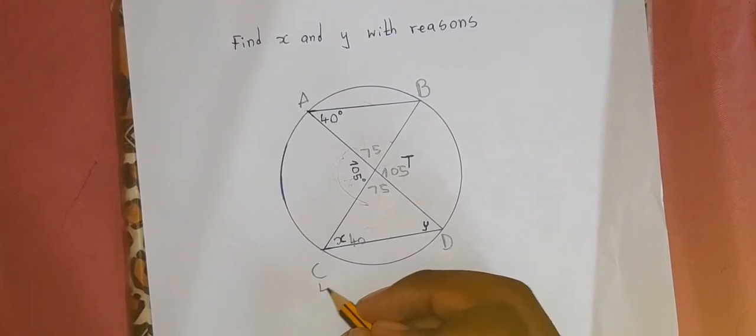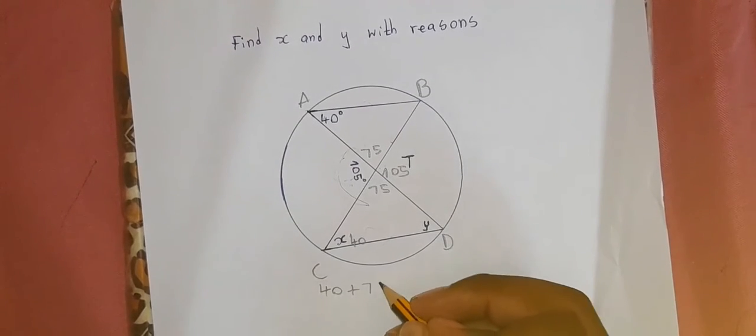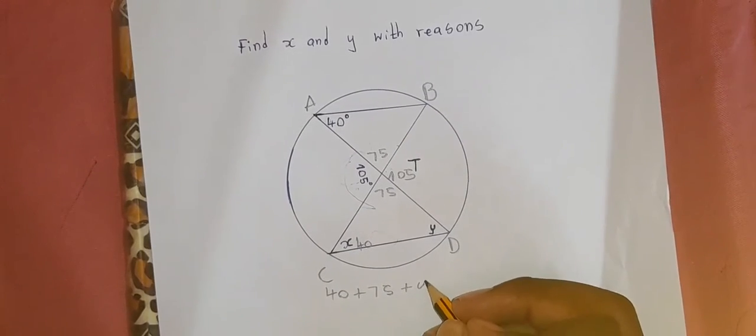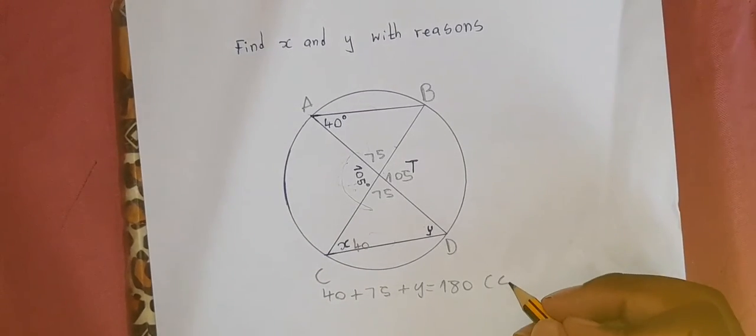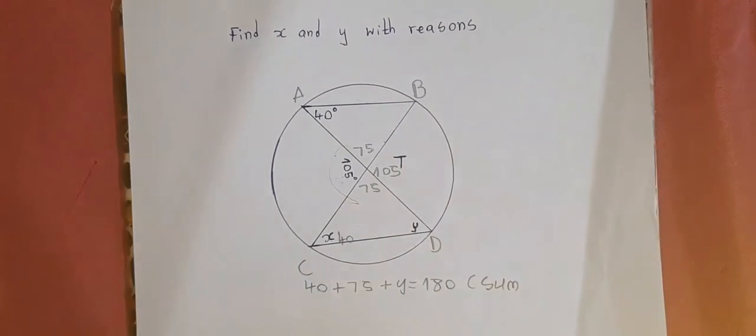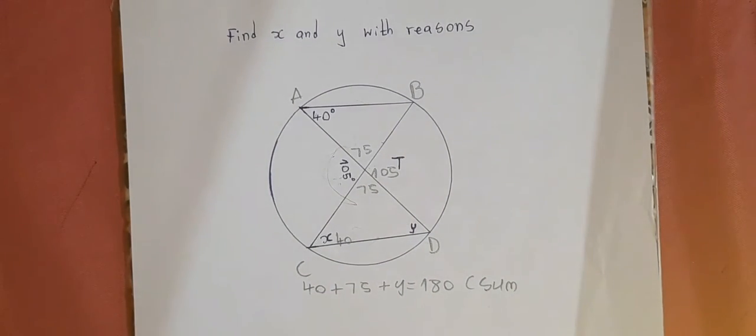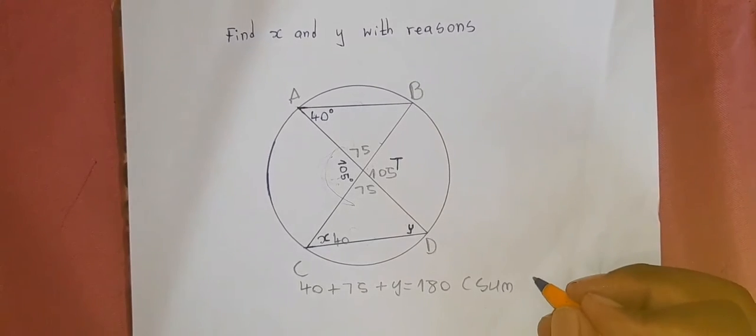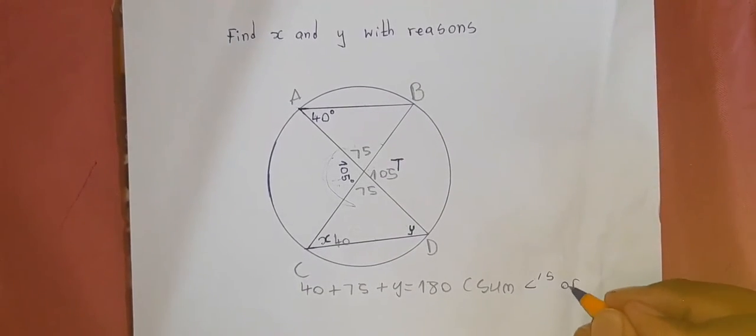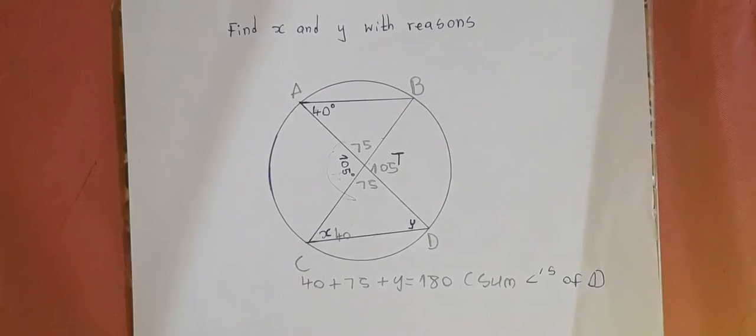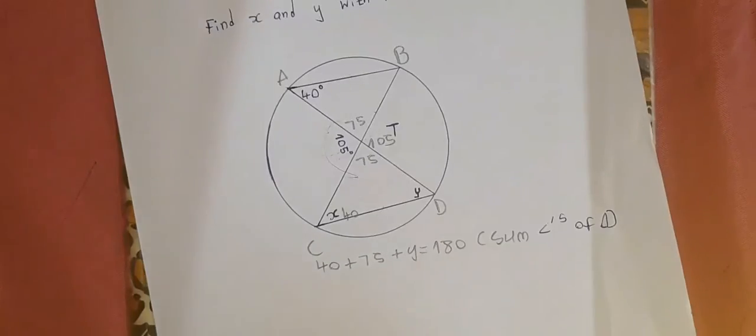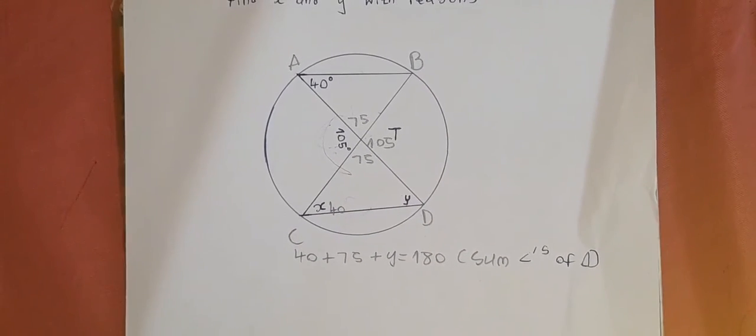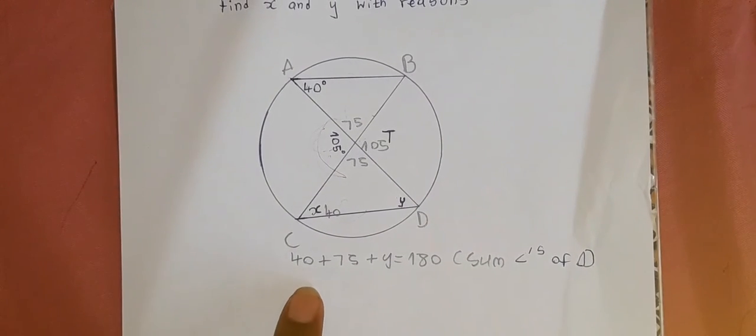So we see 40 plus 75 plus y is equal to 180 degrees. We can say sum of angles of a triangle. Remember that for every statement, please give a reason why you say so. And 40 plus 75, I think that's 115.